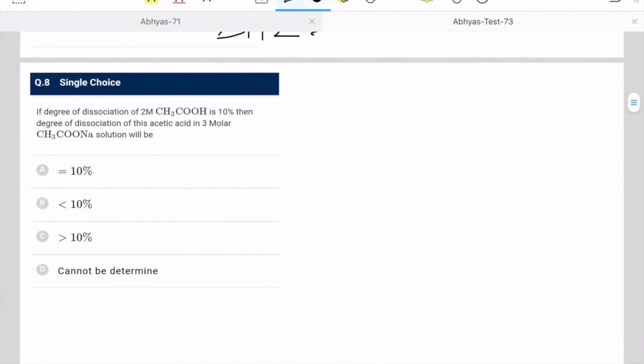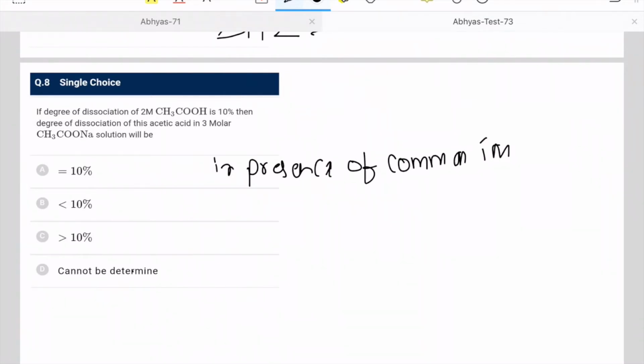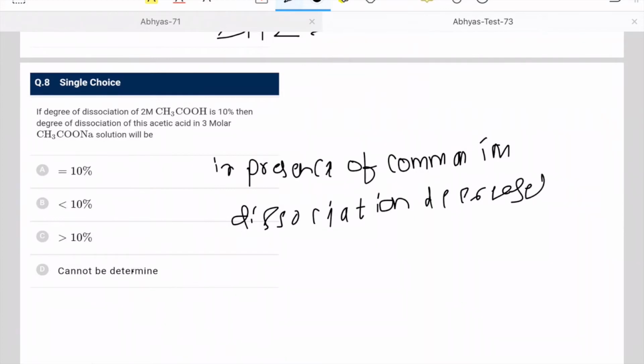The degree of dissociation of 2M CH3COOH is 10%. Then the degree of dissociation of this acetic acid in 3 molar sodium acetate solution will be, whether less or more, he is asking. Normally in the presence of a common ion, dissociation decreases. So therefore it will be less than 10%.